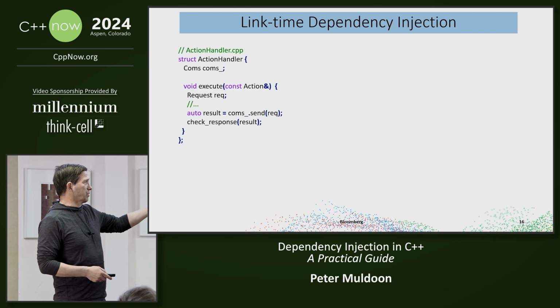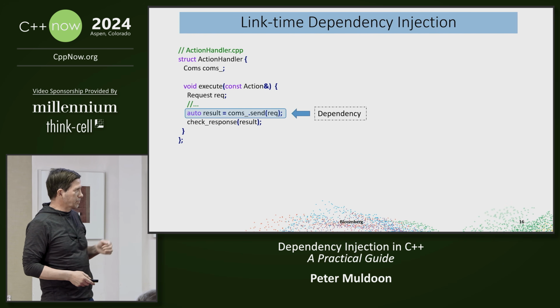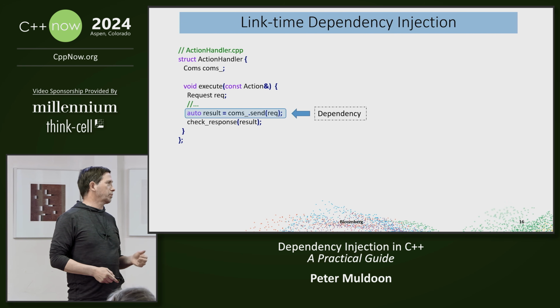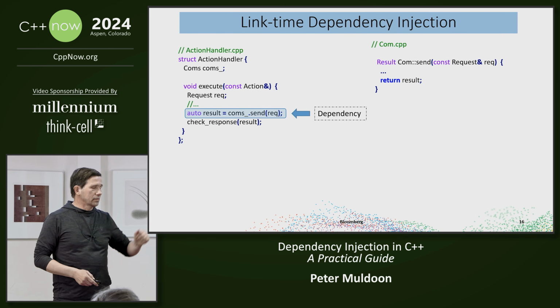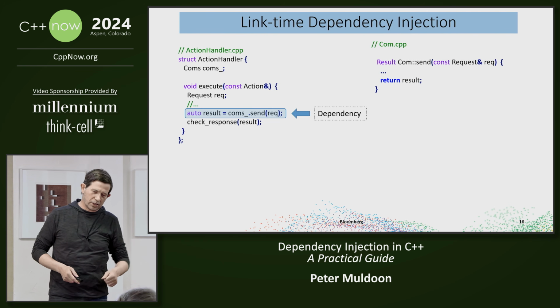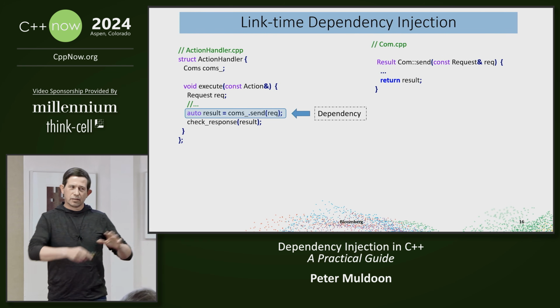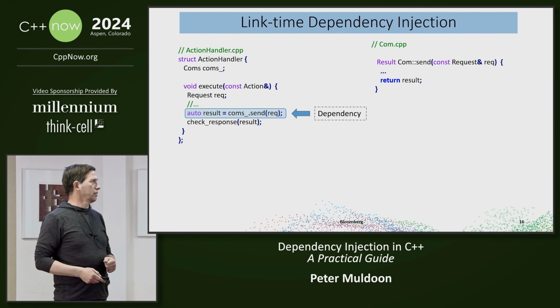All right, and it looks something like this. So here I have, this is an action handler. I got something in there that's going to send a request. So that's my dependency. And in my real com.cpp, I have stuff which connects to a server, checks that I have routing information. There's a whole pile of stuff. And then when it gets to request, it's going to actually send it off, right?